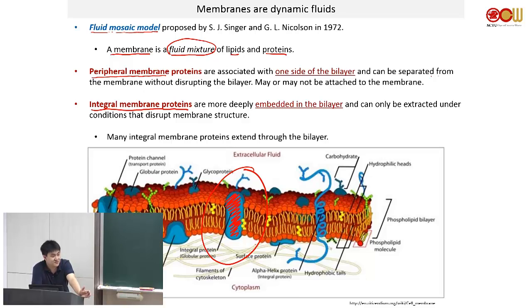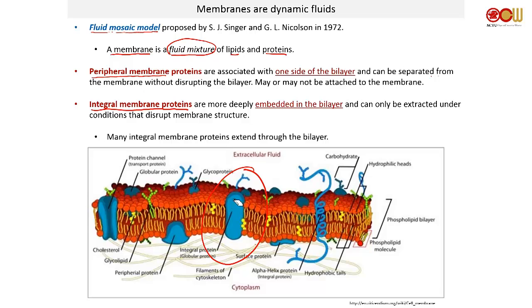Transporters, right? Things that mediate transport from outside the cell to inside the cell. So those things are going to definitely be integral membrane proteins, right? They have to be in the membrane to do some stuff. So you got a bunch of different integral membrane proteins. Now, integral membrane proteins can only be extracted under conditions that disrupt the membrane structure.